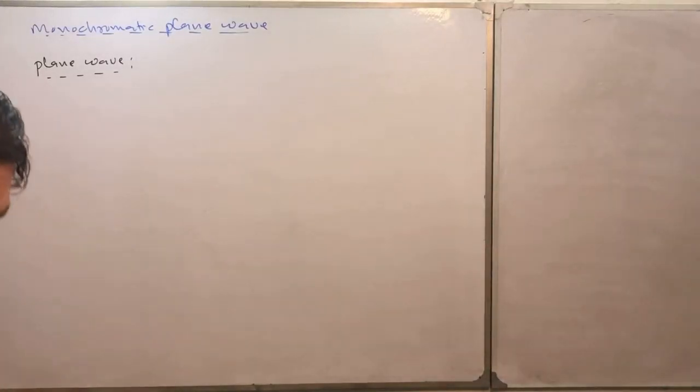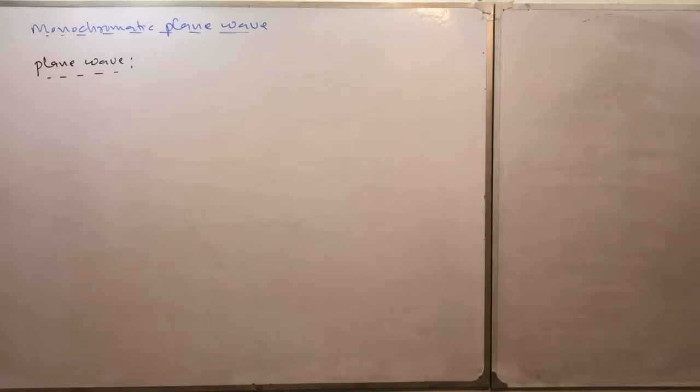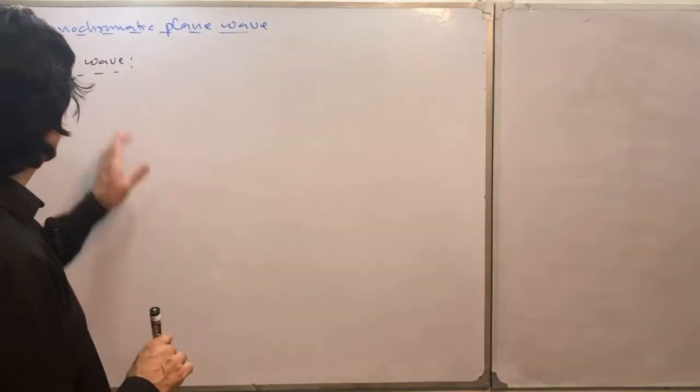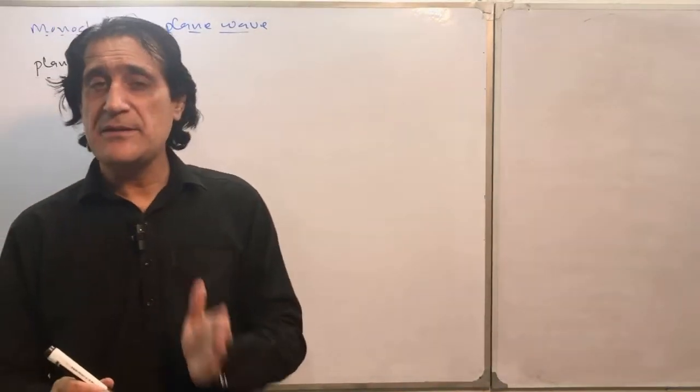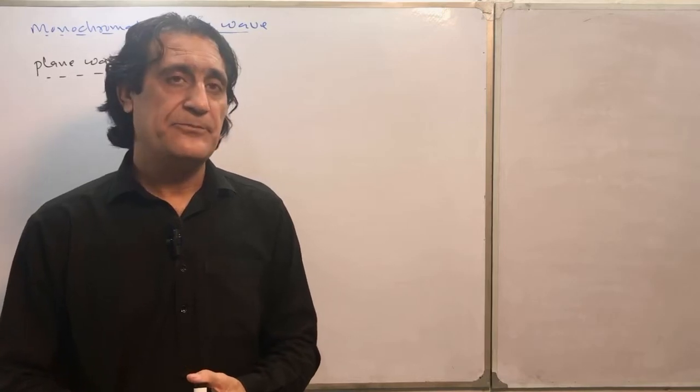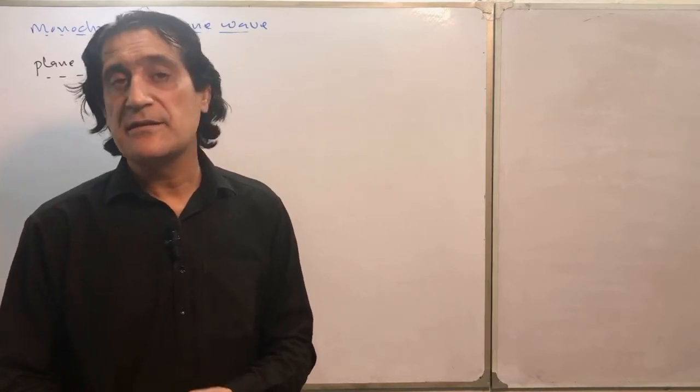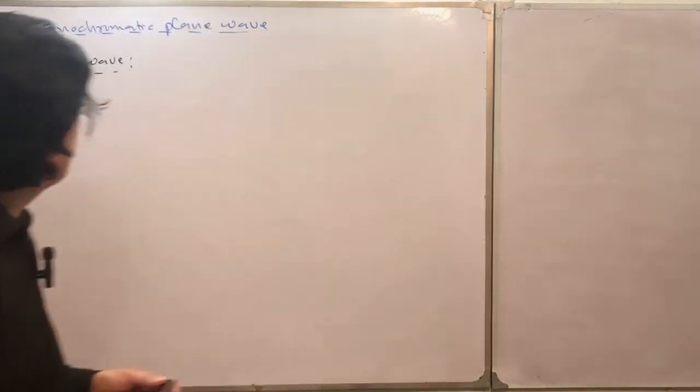Next topic is monochromatic plane wave. The first thing is monochromatic. Monochromatic means the light which has a single color. This is a plane wave.